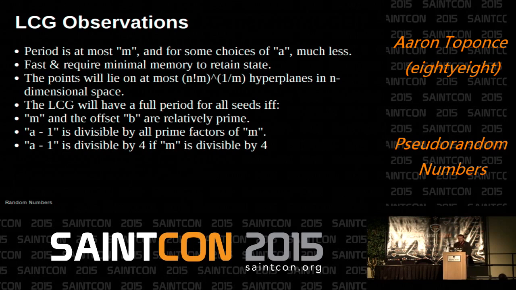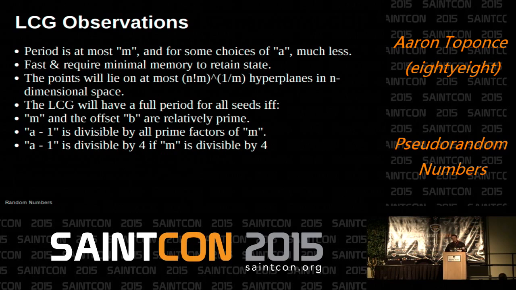Now my personal favorite, the lagged Fibonacci generator. The lagged Fibonacci generator comes from the Fibonacci sequence, which I'm sure we're all familiar with. S sub n equals S sub n minus 1 plus S sub n minus 2. Right? Basically, we're taking a two-element array. We add those two elements in the array, append the result to the array, and pop the first element off. And then we re-add the new two elements.